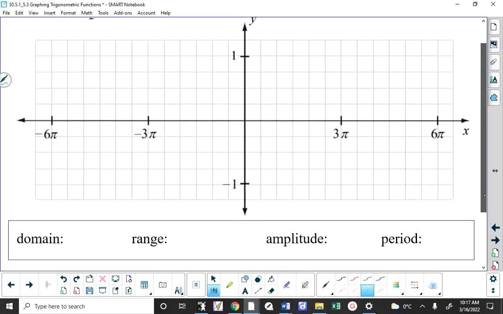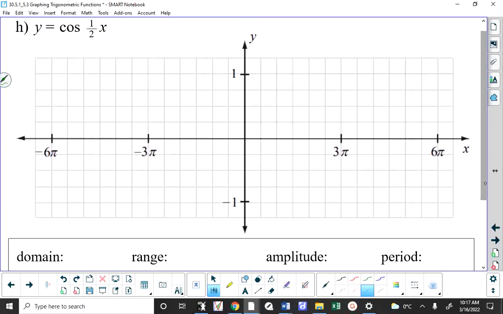What would the period of this graph be? We know the domain is any real number. We know the range is -1 to 1. We know the amplitude is 1. What would the period of this graph be? 4 pi, exactly.